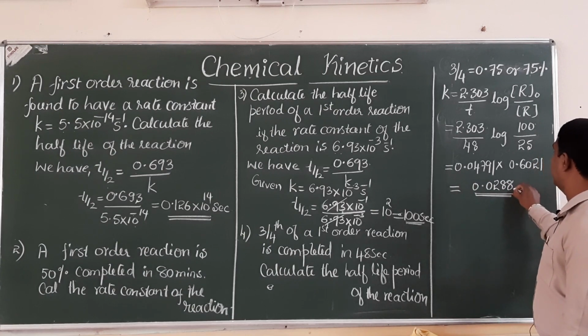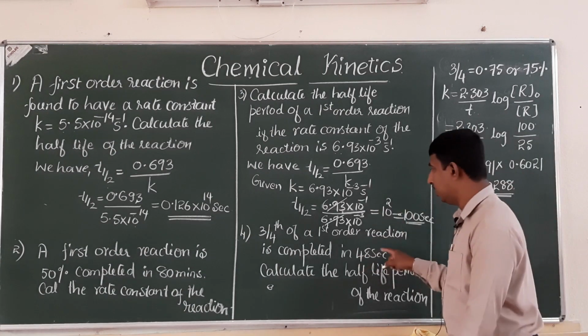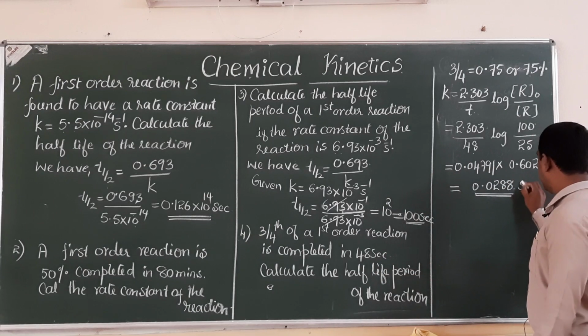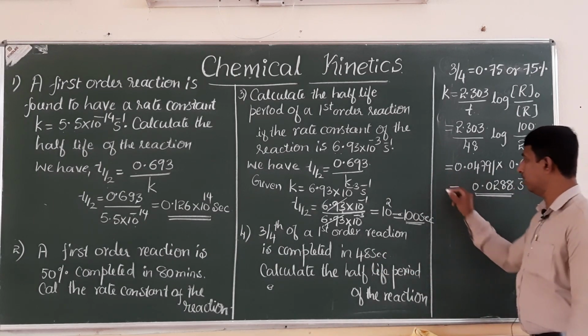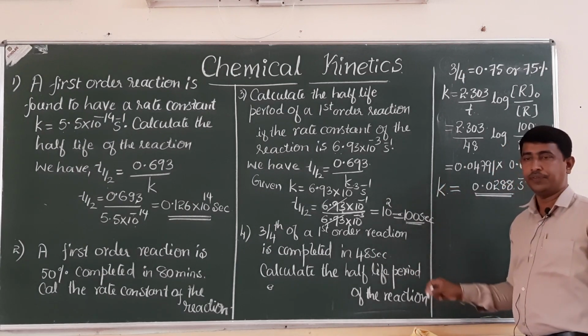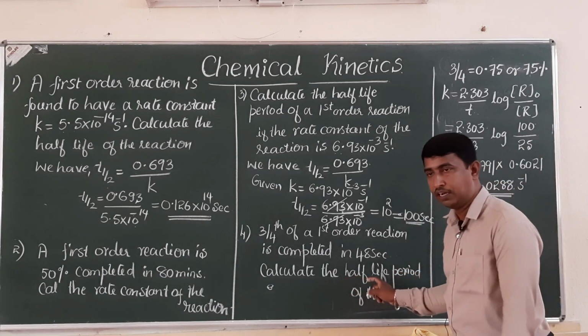k is 0.0288. Unit of k, time is in terms of what? In terms of second. So, the unit of k is per second. So, we got the value of k. Now, we can calculate the value of half-life period.